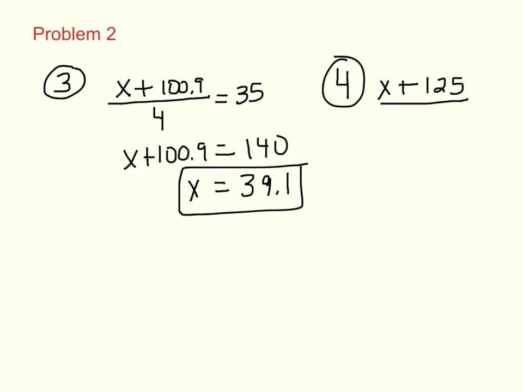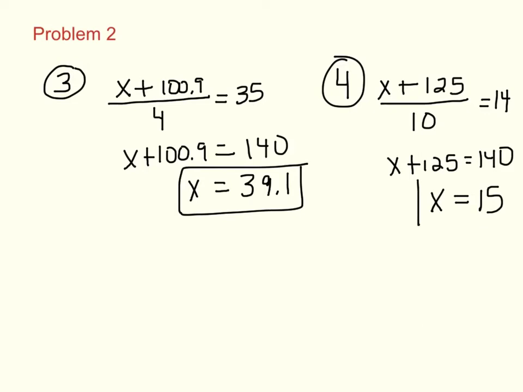Divided by, well, there's going to be a 10-week period, so there's going to be 10 sales scores, and that's going to give us an average or a mean of 14 sales. So, times 10, we're going to get x plus 125 equals 140. We subtract 125, and you're going to get 15 sales as your 10th week.